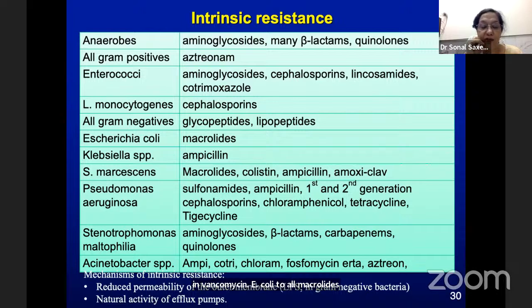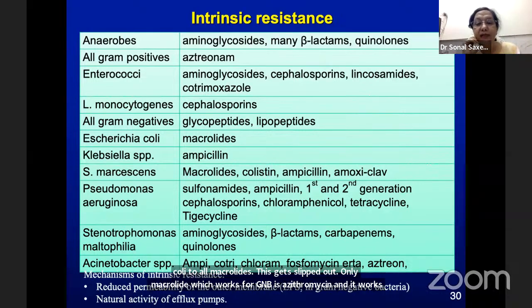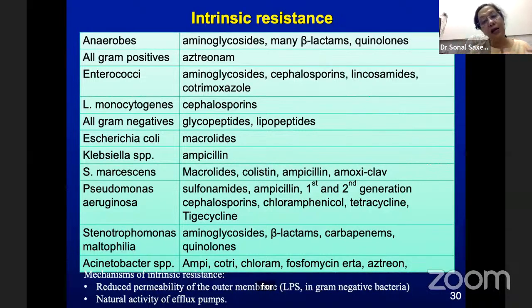The only macrolide which works for GNB is azithromycin, and always remember, azithromycin is for atypical. So the atypical enterobacterales are Salmonella and Shigella, and the atypical organisms, you all know what they are. So azithromycin works only for atypical organisms.